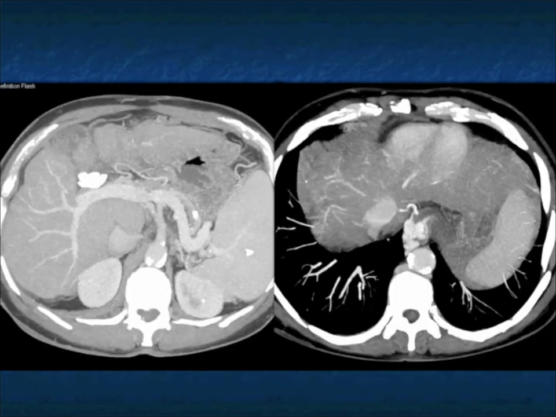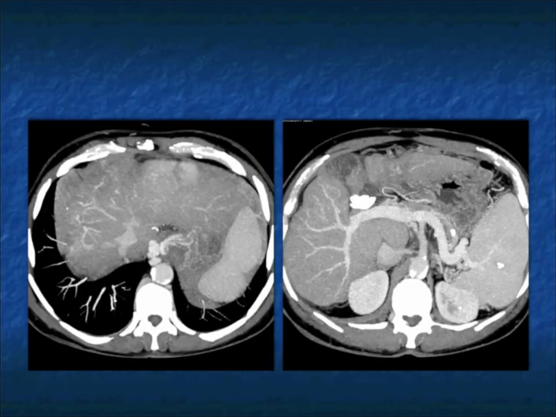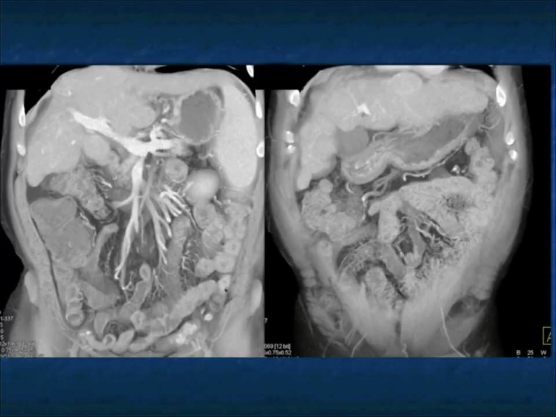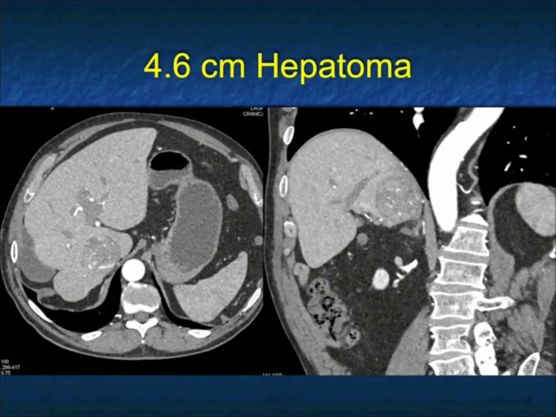And again, here's some of the MIP imaging, nicely showing you the varices that are present, also showing you how subtle this lesion is when you get to the venous phase imaging. Portal vein was patent, but the lesion, there it is on the image on your right toward the dome. It's subtle, but it's easily seen there.